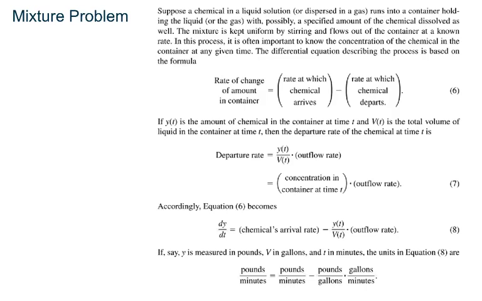So we're going to talk a little bit about a mixture problem. What we want to do is suppose that we have a chemical in a liquid solution. It could also be dispersed in gas, which runs into a container holding the liquid or gas with possibly a specified amount of the chemical dissolved as well. The mixture is always going to be considered uniform because it's kept uniform by stirring, and it flows out of the container at a known rate. In this process, it's often important to know the concentration of the chemical in the container at any given time.